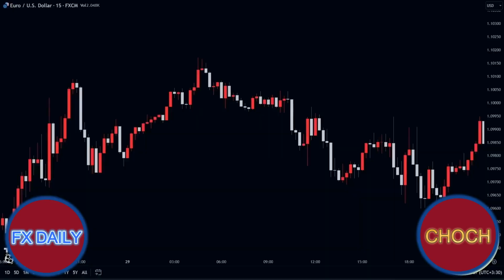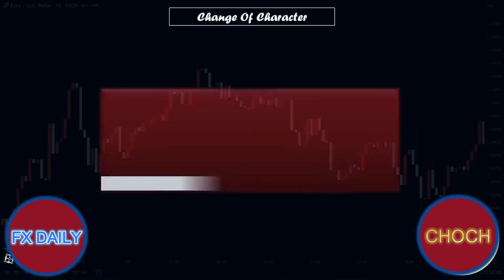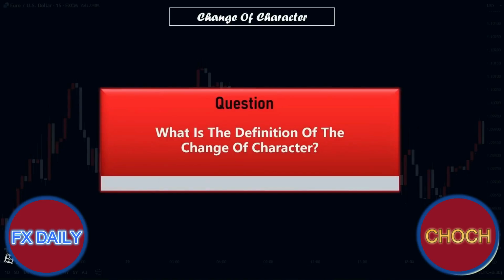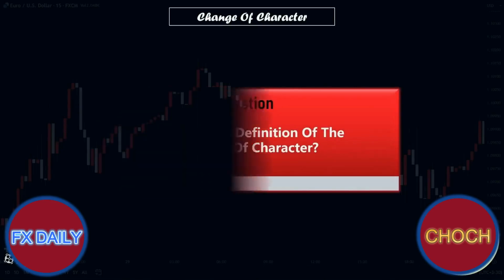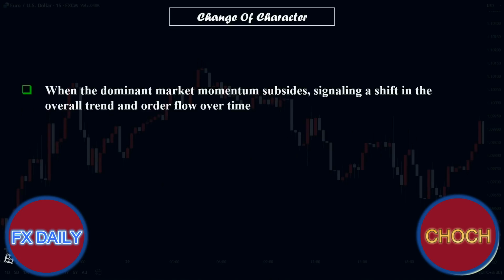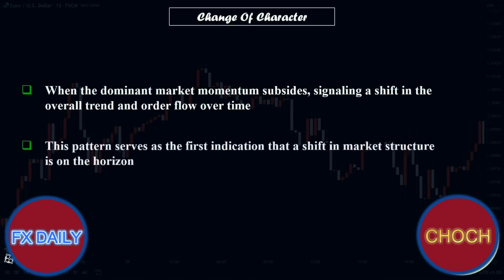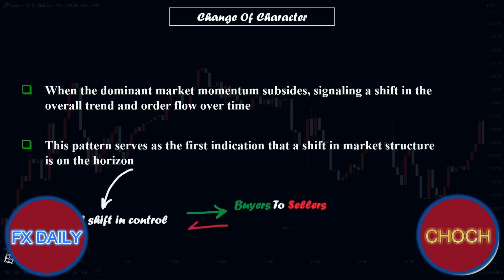So, let's go to the point of the matter. What does it mean to change the trend or to change the character? A trend change happens when the strength of the dominant market trend weakens and signs of a change in the direction of the market structure and the flow of orders appear over time. This first pattern is a signal that the dominant trend may change, that is, the control of the market may be transferred from buyers to sellers or vice versa.